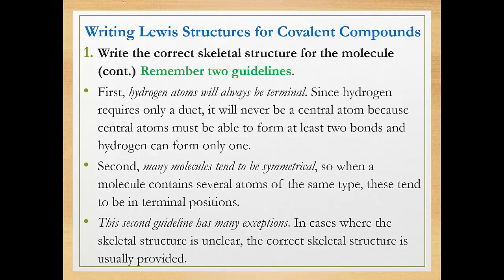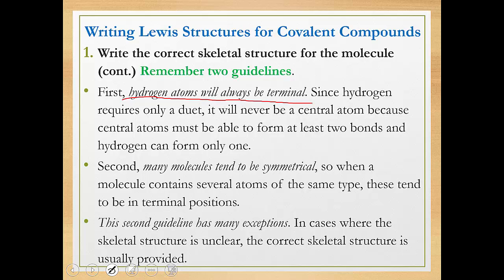Okay? So this is still working on step number 1, writing the skeletal structure. How do I know what to put in the middle, what to put on the outside? Okay, first of all, hydrogen atoms will always be terminal, and that's because they require only a duet, not an octet. Central atoms have to be able to have more than one bond. Hydrogen can't form more than one bond. So hydrogen atoms are always terminal. That means they're always on the outside of the structure. They're never in the middle.